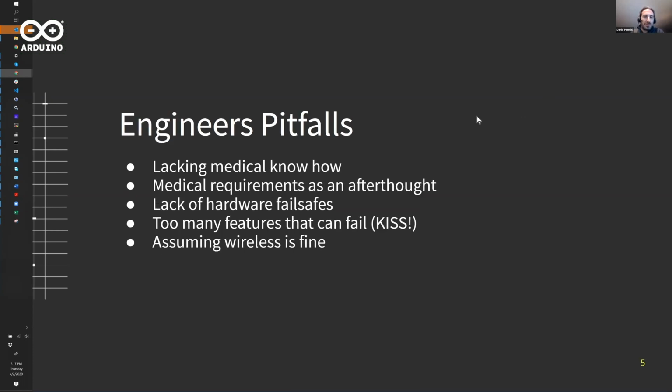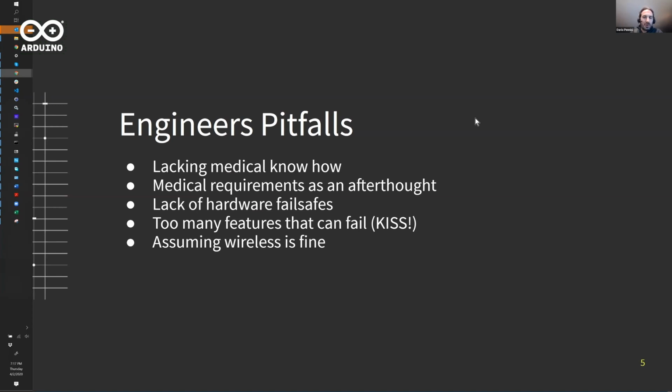At the same time, engineers very often read the specs and think they know everything, but they don't know what is really required from the medical perspective. And I have seen a lot of projects where people designed things and then just at the end thought about looking at medical specifications for that kind of device.